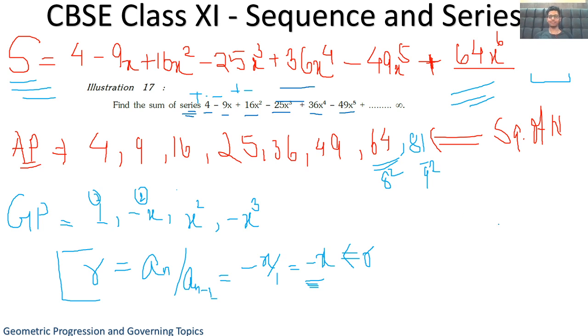So the correct answer is minus 81 into x to the power 7. Notice we have a strict pattern: for all the odd powers of x we have a negative sign, and for the even powers, x square, x to the power 4, we have a positive sign. So if we have x to the power 7, we must have a negative sign. That's the pattern being followed in the series.